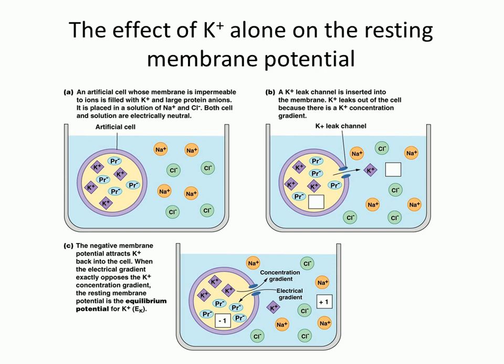Oh, wait. Yeah, I meant to go the other direction. Here we go. There. So I start off with 4 potassiums and 4 or 5 anionic proteins. So I start off at a negative charge. Now, is potassium still going to want to leave down its chemical gradient?